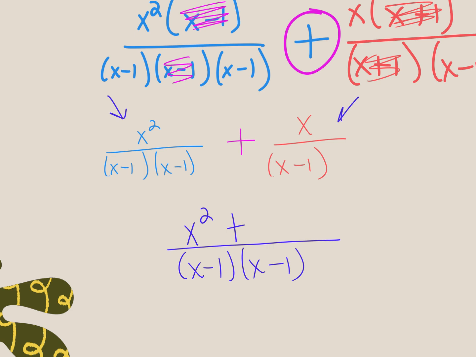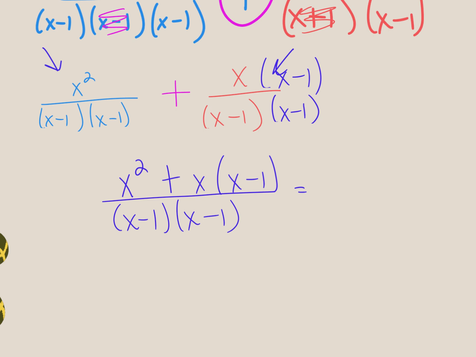Plus, look at your second fraction. It has one of the x minus 1s. What's it missing? Another one. So what you do to the bottom, you do to the top. And now we have to simplify. You cannot just cancel out an x minus 1 on the top and the bottom because we have a plus sign here. You've got to simplify the numerator first. So we're going to distribute. You have x squared plus what?